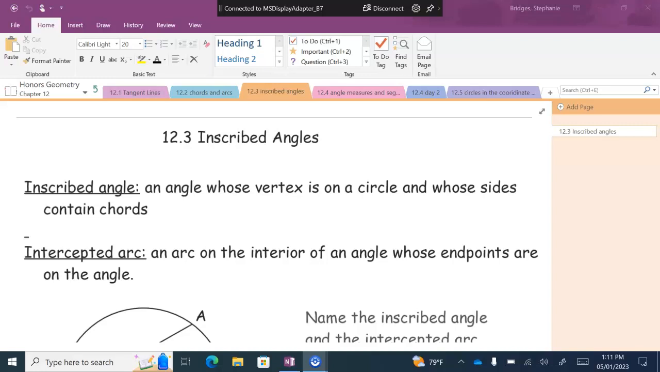That is the arc on the interior of the angle whose endpoints are on the angle. The endpoints are B and C. They are inside my angle. And we're going to learn something about the inscribed angle and its intercepted arc here in just a minute. Is everybody ready to draw the picture?